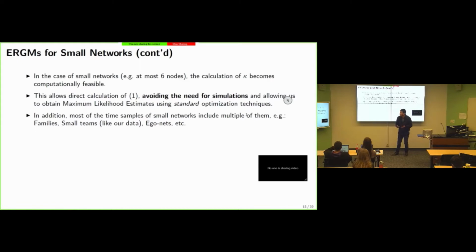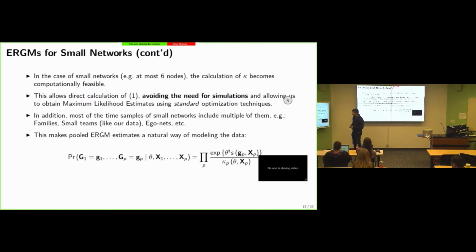So you may have a bunch of these small networks at the same time. Because of that, it makes sense to think about pooled estimates when you are estimating this kind of model for small networks. This is how the likelihood function looks in the case that you have multiple networks, which is essentially just the product of the likelihoods of each one of these small networks. The point is this part here, which is exactly the same as you would do in a logistic regression. So we are reducing the problem to a logistic regression a little bit.